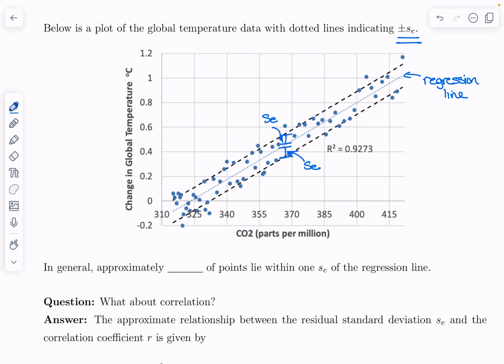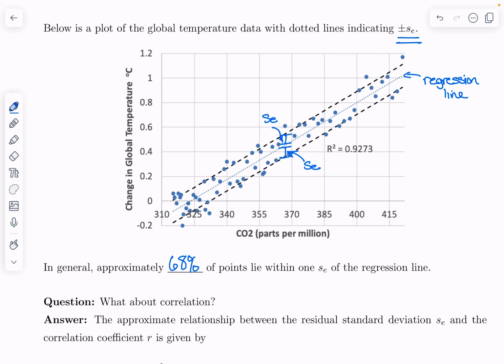And in general, what we expect is about 68% of the data points will lie within 1 residual standard deviation of the regression line. So that sounds a lot like when we were saying that 68% of our data should fall within 1 standard deviation of the mean. Now it's 68% of our data points will lie within 1 residual standard deviation of the regression line, which is essentially the mean for this kind of problem.